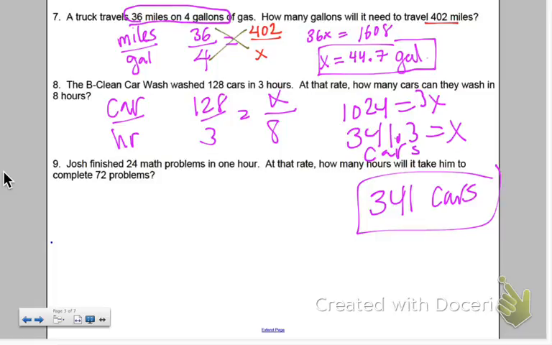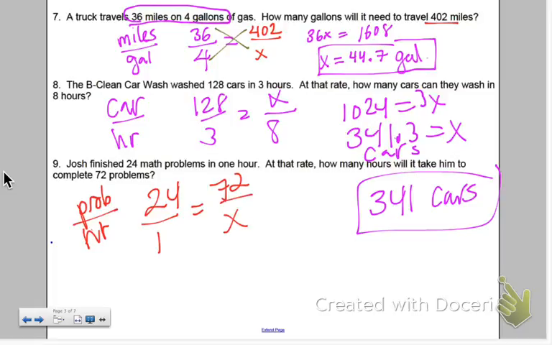Alright, so Josh was taking a math something, and he finished 24 problems in 1 hour. So here we're going to compare problems per hour. Trust me, it says hour. Okay. So it's 24 problems in 1 hour equals 72 problems in how many hours?